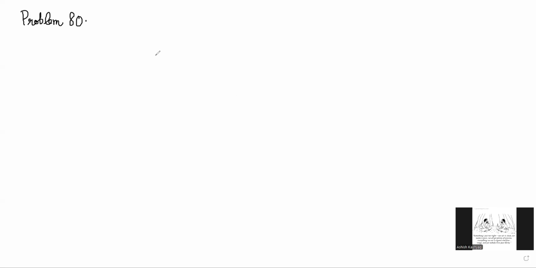Hi. In this problem, we are going to look at a question that involves functional equations, and we are going to learn about the general techniques by which we solve problems with functional equations. So let's look at the question.